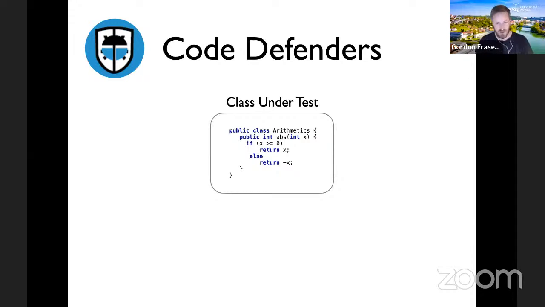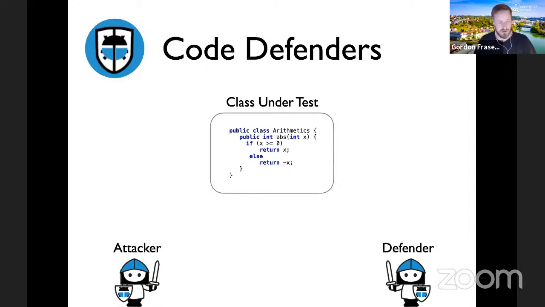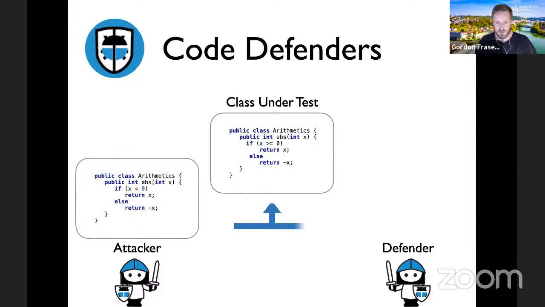So we always have one Java class that we're testing. I've used the absolute value function again from my previous example. And then there's two player roles: attackers and defenders. What the attackers have to do is produce mutants. So they're trying to create faulty versions of the program under test.